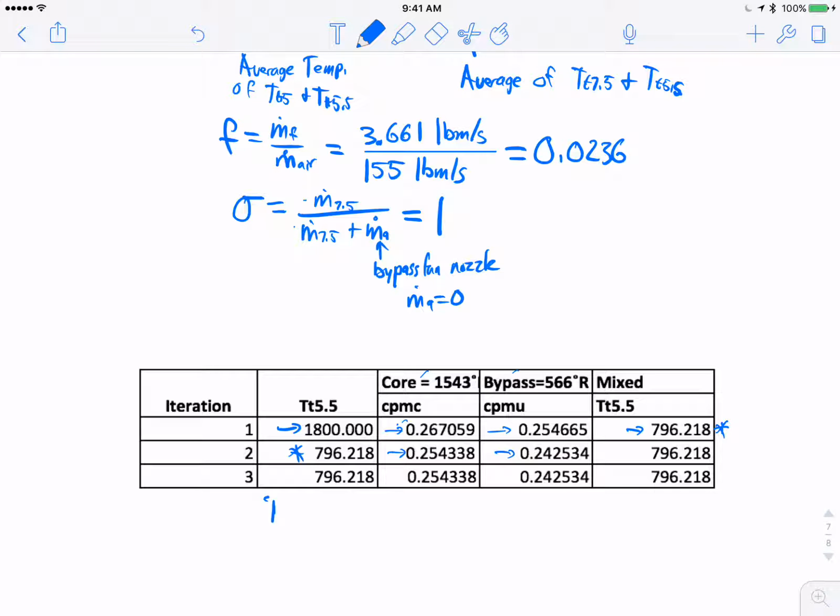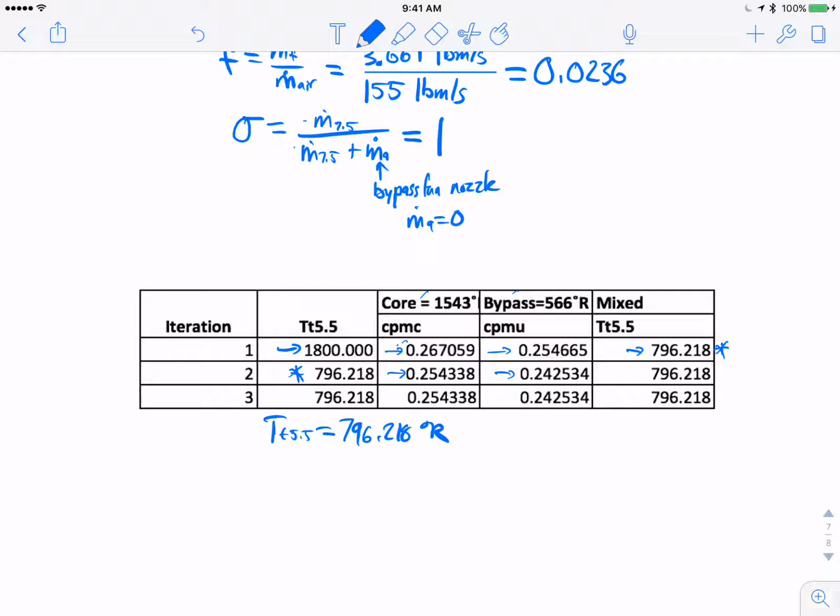So we get that after the mixer, the total temperature TT5.5 is going to be equal to 796.218 degrees Rankine, and the pressure is not too hard to determine. PT5.5 is going to be equal to our mixer pressure ratio, which is accounting for any total pressure loss through the mixer, times PT5, our turbine discharge pressure.